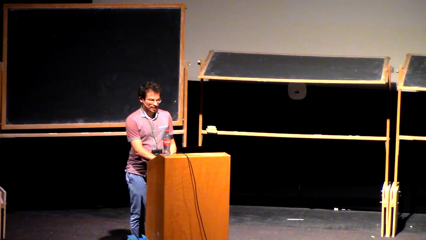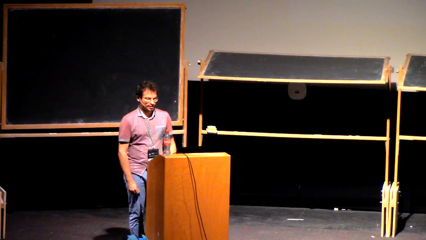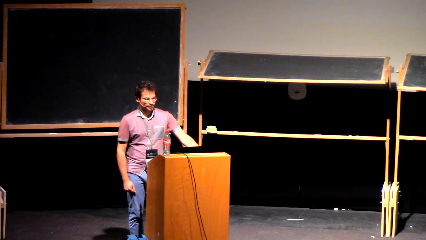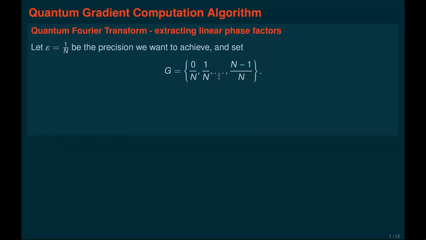Normally we had integer numbers, Zn, and we had the Fourier transform over that. But now we will treat these numbers from 0 to n minus 1 as some numbers which we normalize so that they lie between 0 and 1.